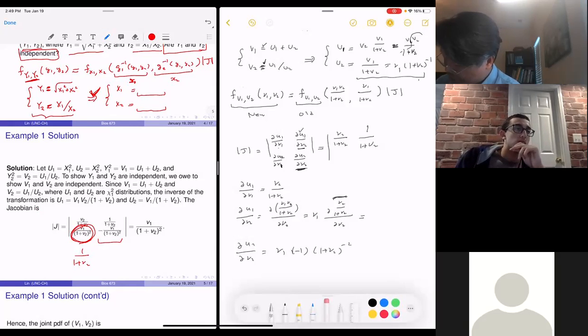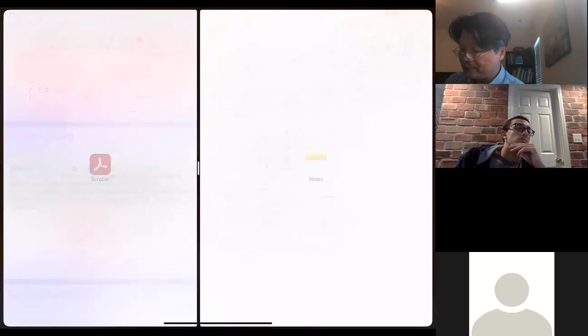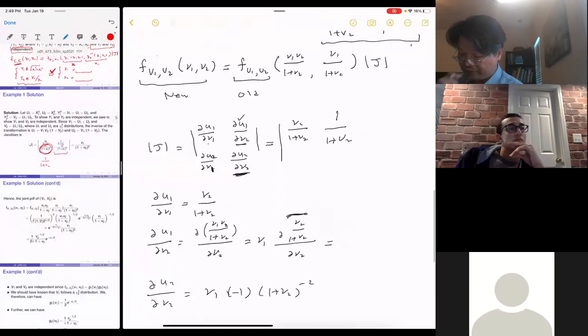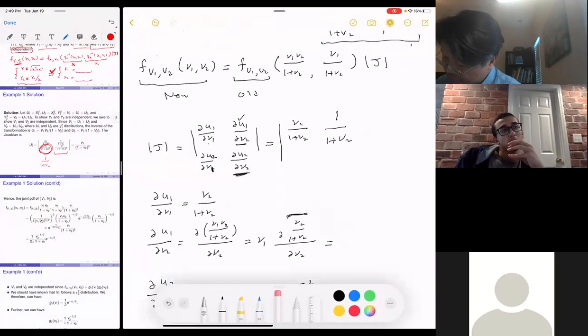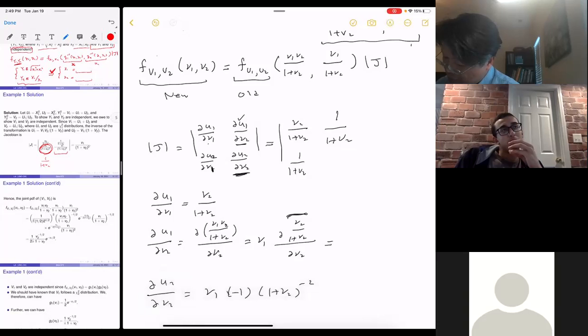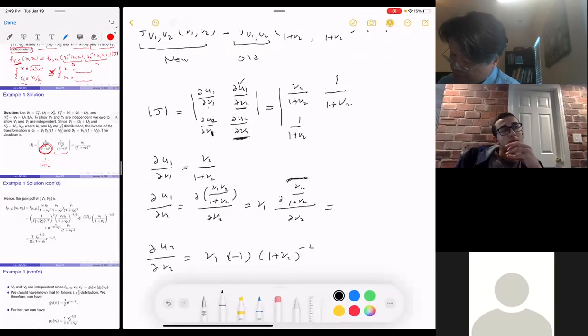Okay. So really, as you can see, although the principle is the same, the derivation is so much lengthier in a multivariate situation. So right here is 1 plus V2, and then this one right here, it's minus V1, then 1 plus V2, then squared right here.